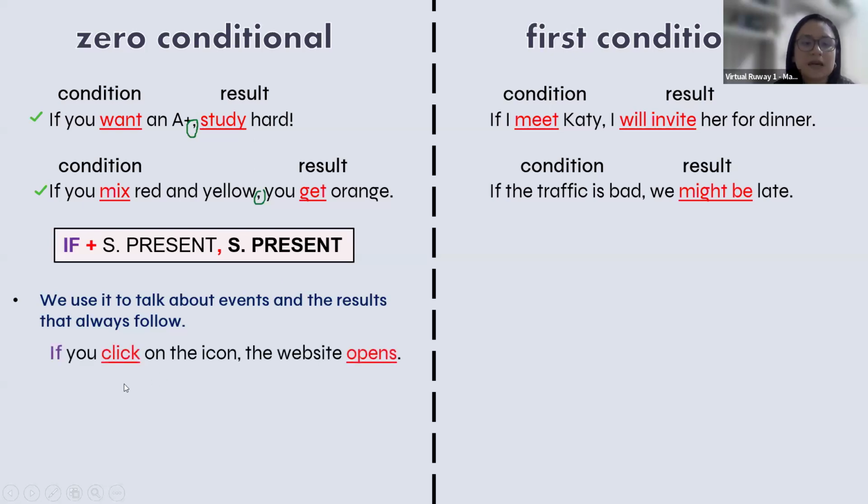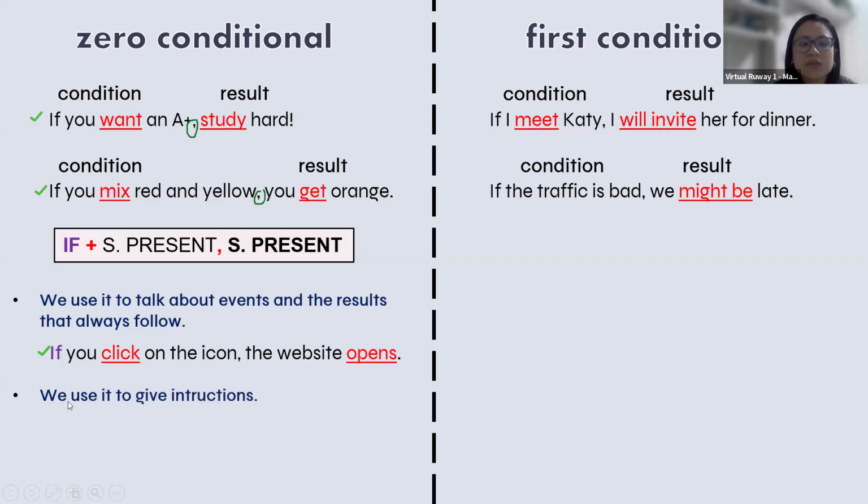Right? Other examples here. If you click on the icon, the website opens, right? Yes, that's true, right? Si haces clic en el icono, digamos que es el icono de Google, la página web va a abrir y siempre va a pasar lo mismo. Es un resultado que siempre se va a repetir, right?